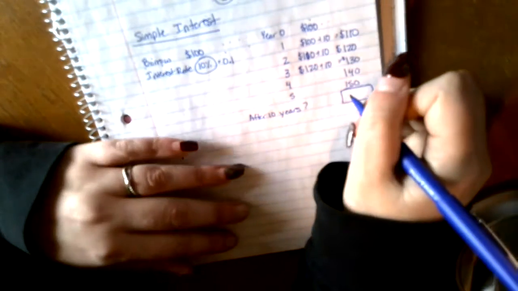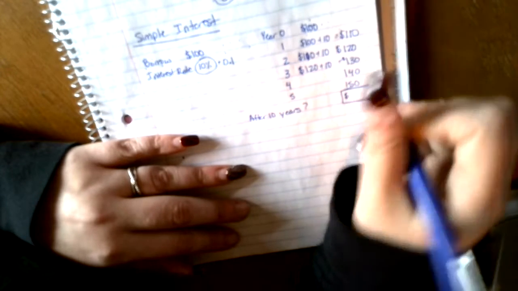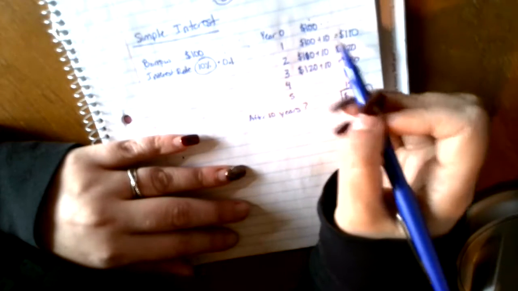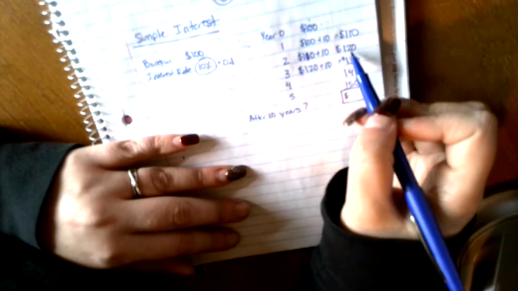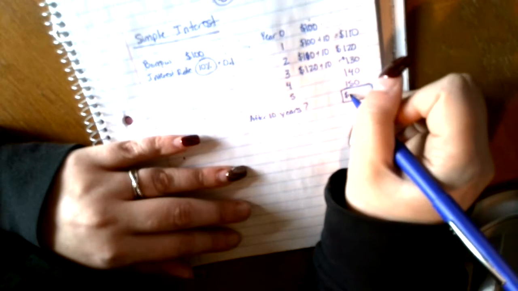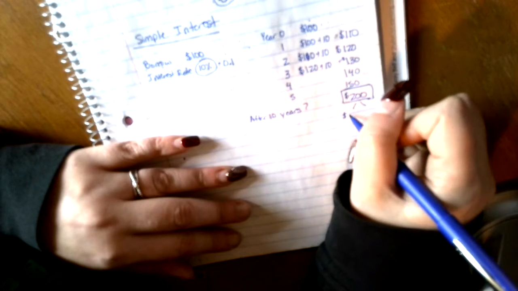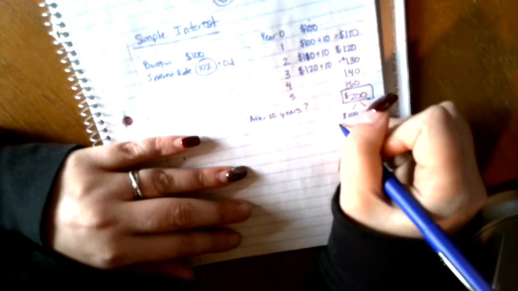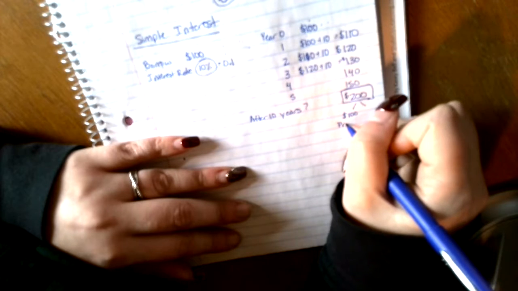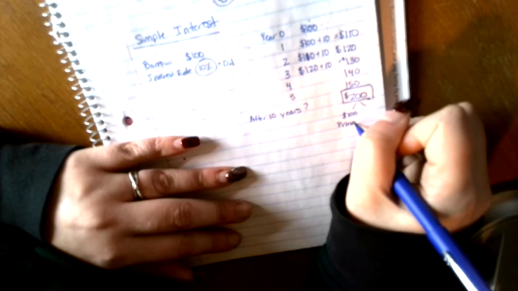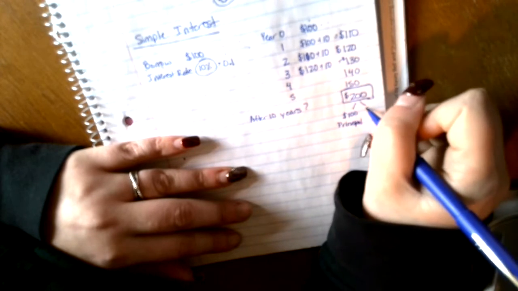Okay, so, right, after 10 years, I would have my original 100 plus, after each year, you're adding 10 more dollars. That would mean that I have $200 altogether. So 100 would be my original amount. It's also called the principal. That's what that original number is called. Principal.